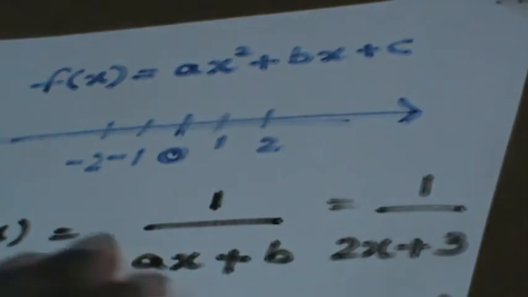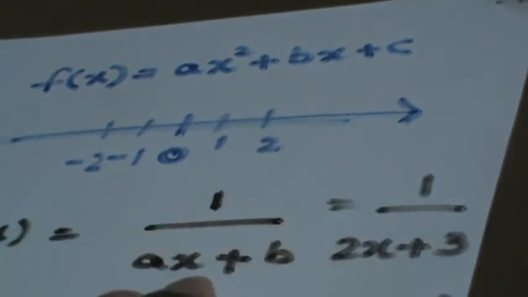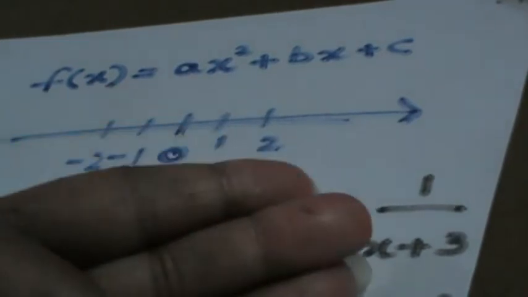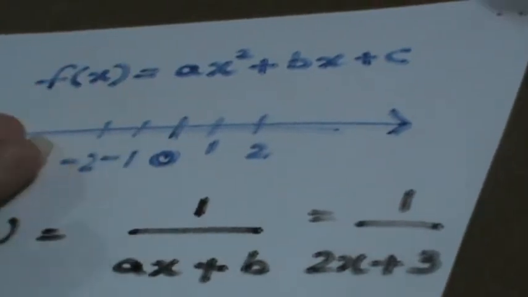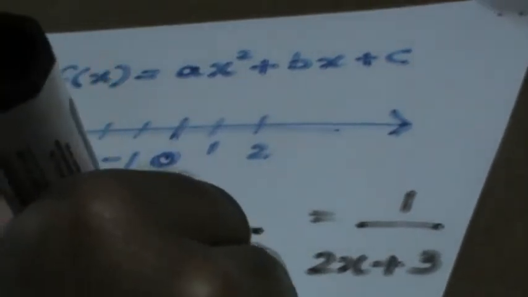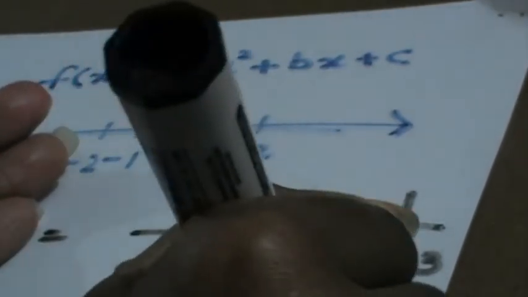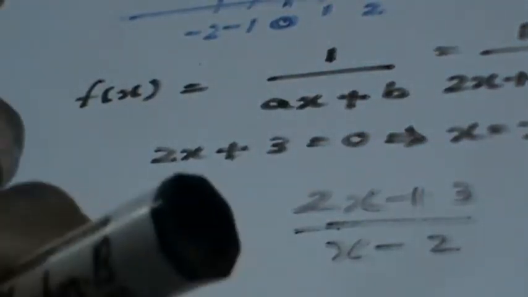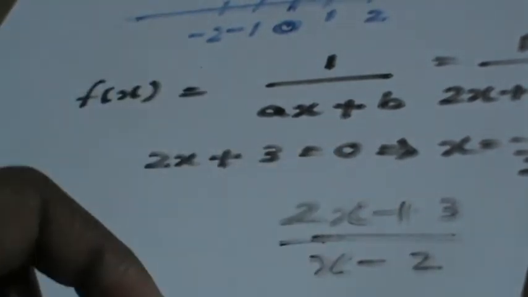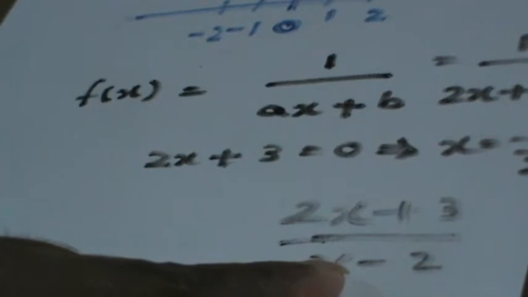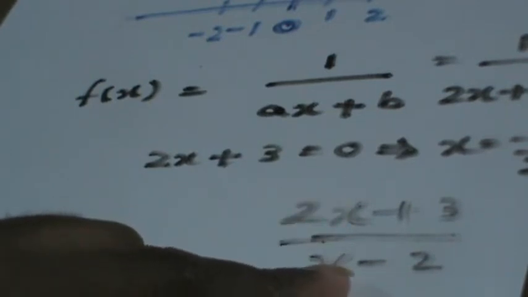But in this case, if f(x) is in the format 1 upon ax plus b, or 1 upon ax squared plus bx plus c, we don't actually need 1 here as the numerator. f(x) can also be something like 2x plus 3 divided by x minus 2. So you don't need the numerator to be a constant. The numerator can be some function and the denominator can be another function. If it is in this way, we cannot define this function when x is equal to 2.